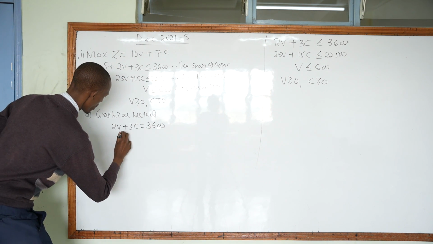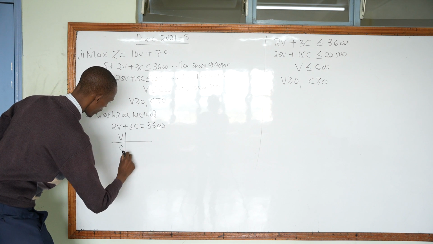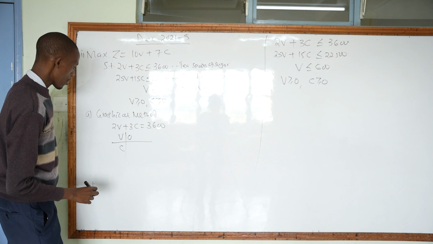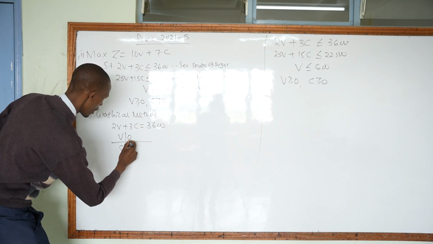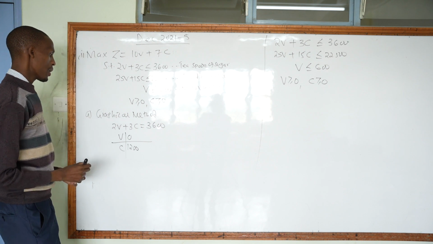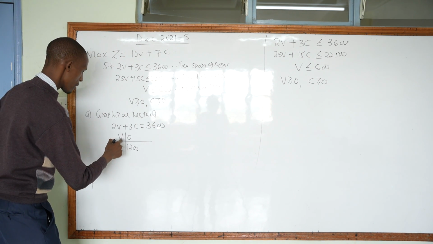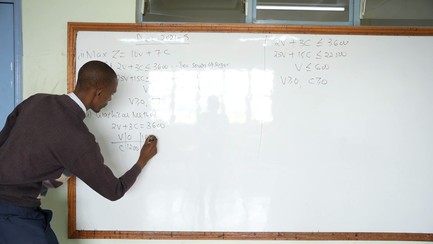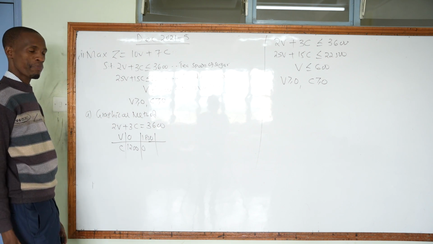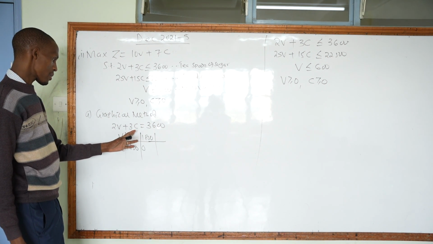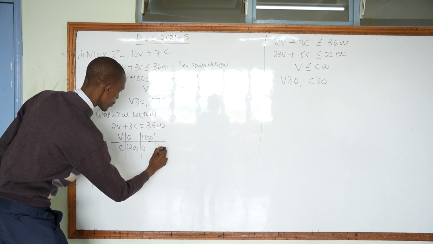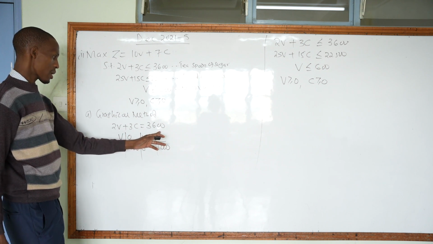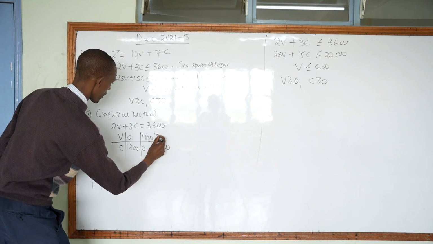We can have V and C. Like now you can say, when V is 0, what is C? C is 1200. Then when C is 0, what is V? 1800. Then you just need 3 points. When C is 1,000, what is V? It will be 300.